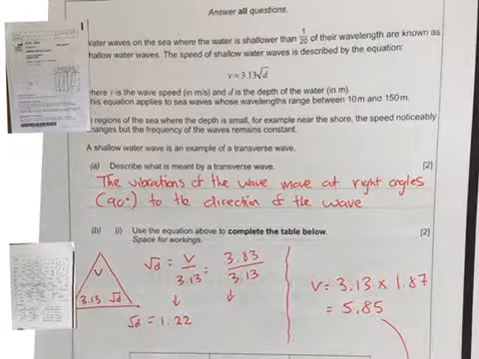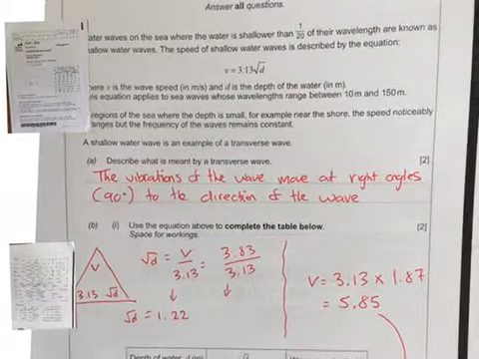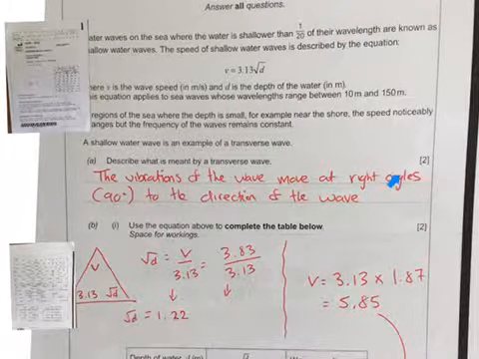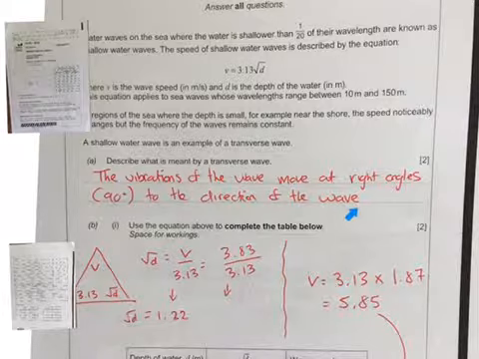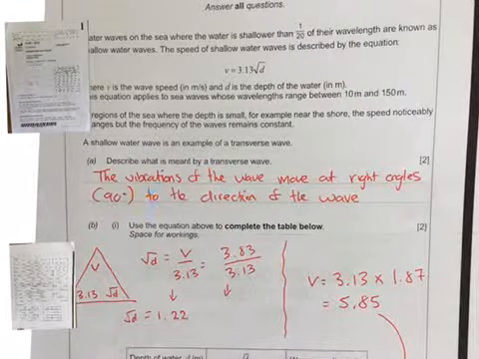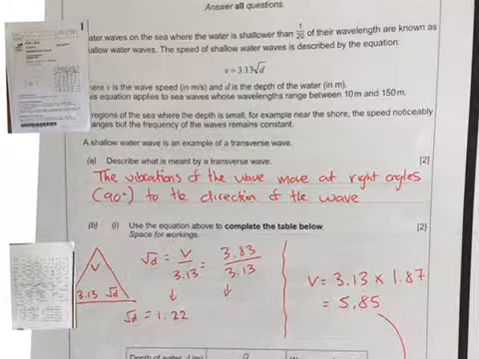Describe what is meant by transverse waves. The vibrations of the wave are going to move at right angles or 90 degrees to the direction of the wave or the wave's energy. So many people left out vibrations and you only get 1 mark there.